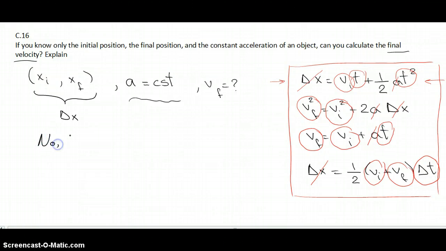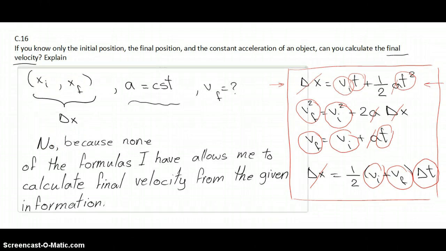No. And I say, because none of the formulas I have allows me to calculate final velocity from the given information. So it's enough to show these formulas and show that you've tested them the way I did, and to write this sentence. Thank you.